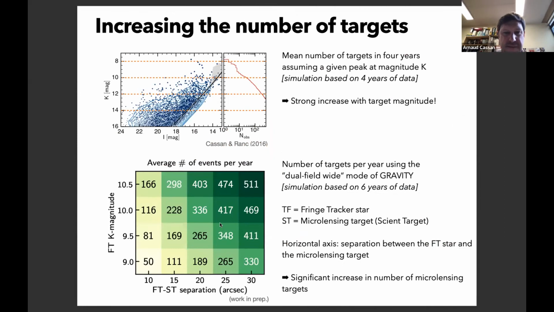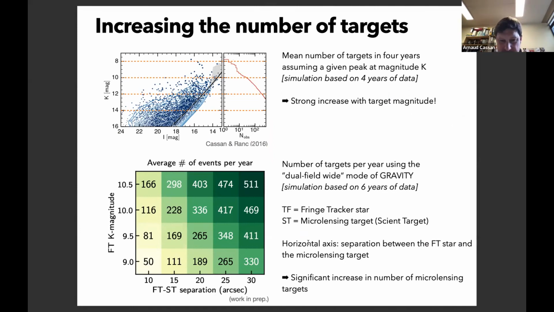That's my last slide. So what we want to do is increase the number of events. And what you see here in this somewhat complex plot is that when you increase the magnitude of the target, you get many more events.